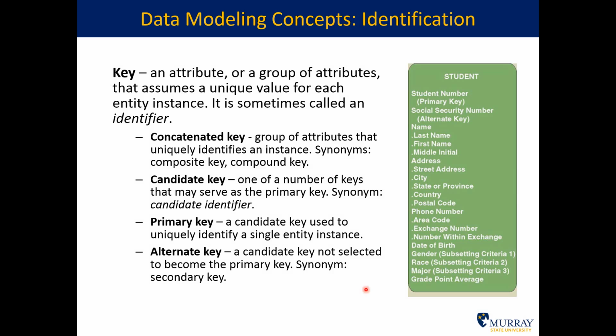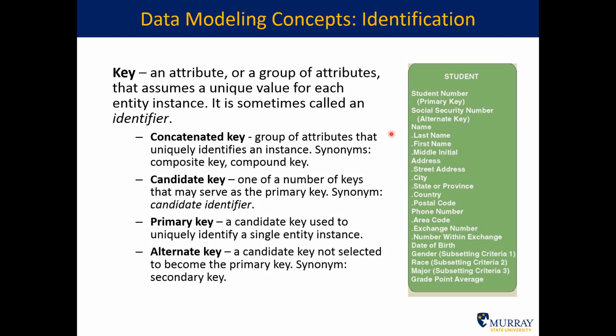Okay, another important idea in relation to attributes is that each entity should have a key. Now, a key is an attribute or group of attributes that assumes a unique value for each entity instance. It is sometimes called an identifier. So basically, a key is an attribute that assumes a unique value for every instance of that entity. So let me explain better what we mean by key.